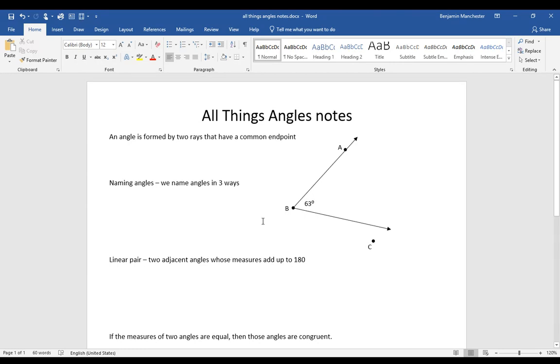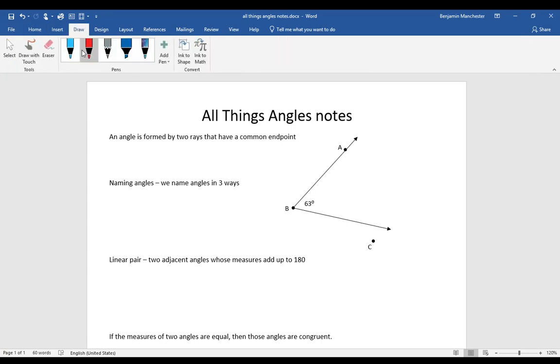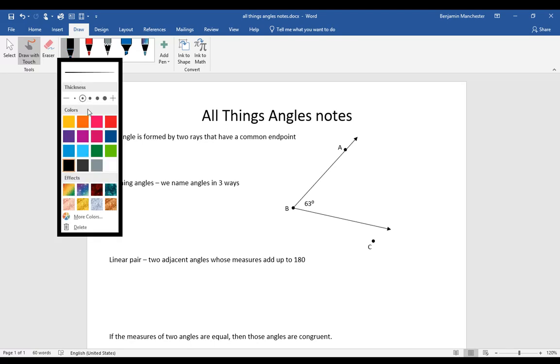At least I hope it is, because we're going to talk about all things angles. It's really important to get the basics of what angles are and how we draw them, and especially the algebra that we have here. So with all things angles, the first thing we need to do is talk about what an angle is.